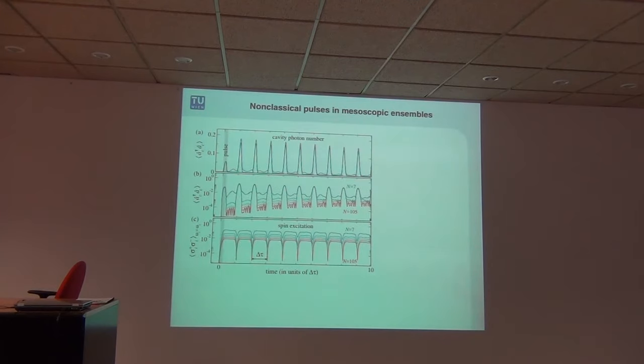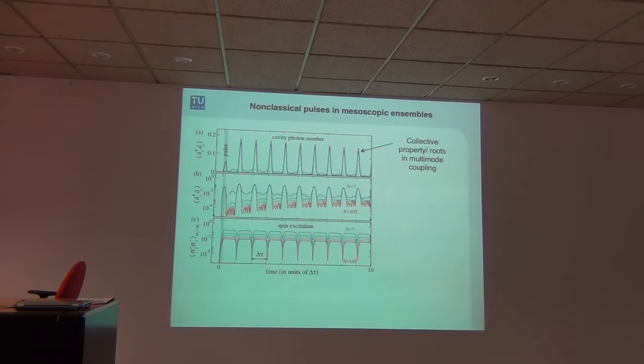And so this is the pulse revival that we now get. This is the cavity photon number, and this is the spin excitation. You can see we have all the spins in the ground state initially, and the cavity is unexcited, and we excite the cavity with a very short pulse, and then we switch it off. And then the cavity shows these periodic pulses of light. This is again a completely collective feature due to the number of spins in the system. This is the collective property.